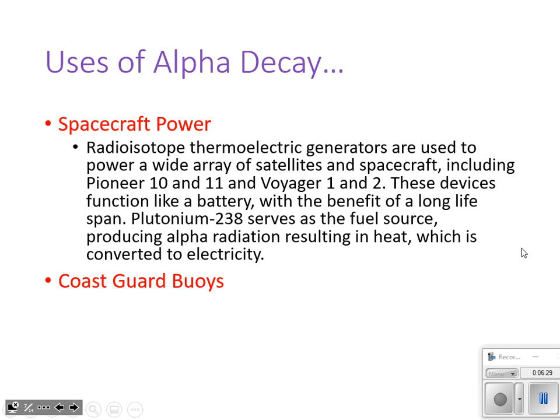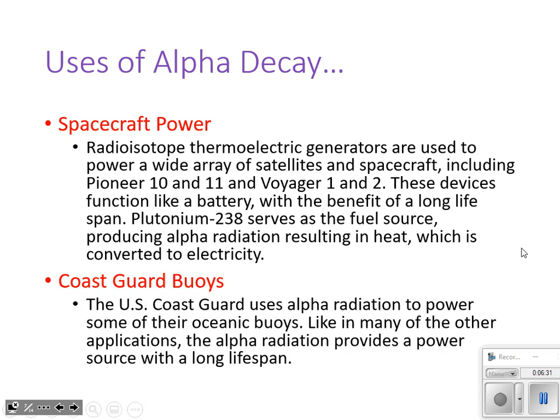Okay, the final one, Coast Guard buoys. Okay, Coast Guard buoys, they're out in the ocean. The U.S. Coast Guard uses alpha radiation to power some of their oceanic buoys. Okay, so it gives them power for a long lifespan. They might not need to go out and replace the batteries as often using this alpha decay.